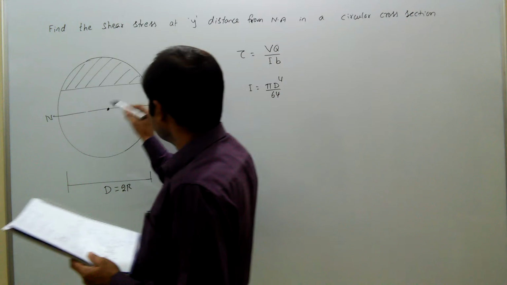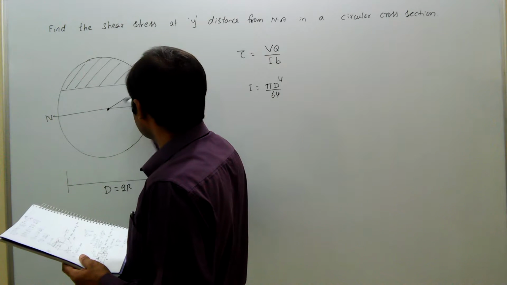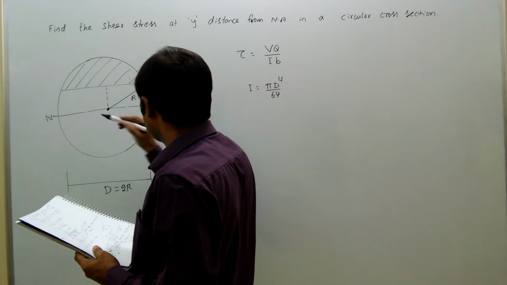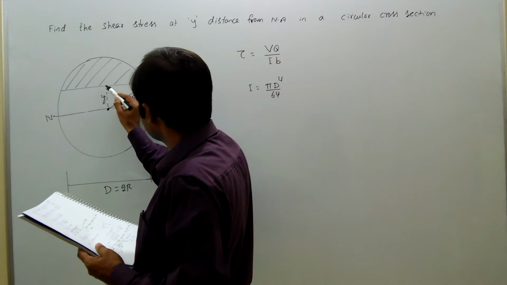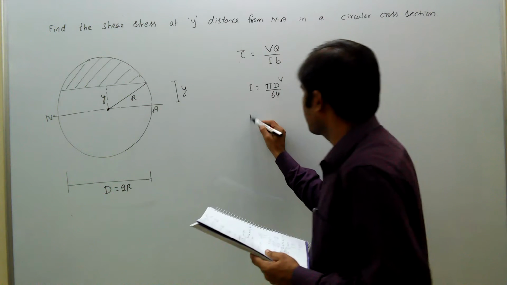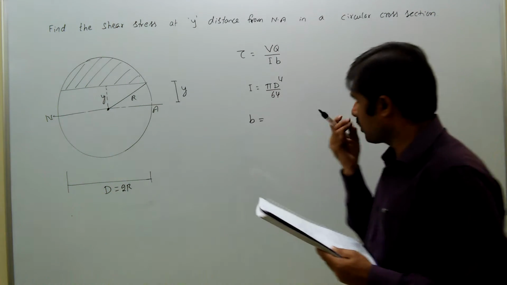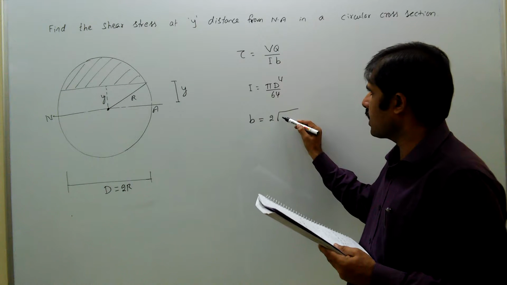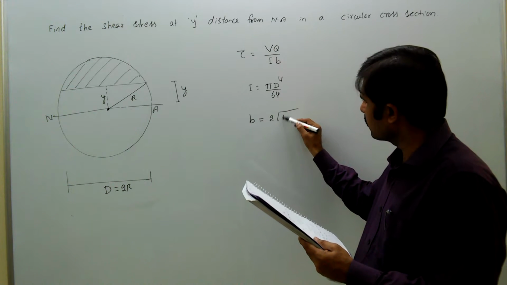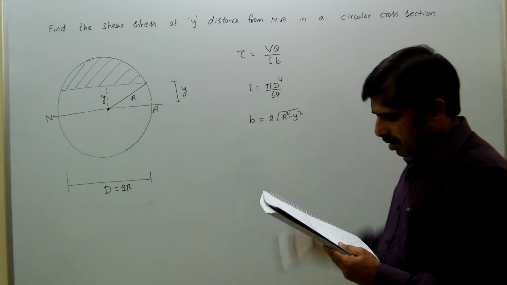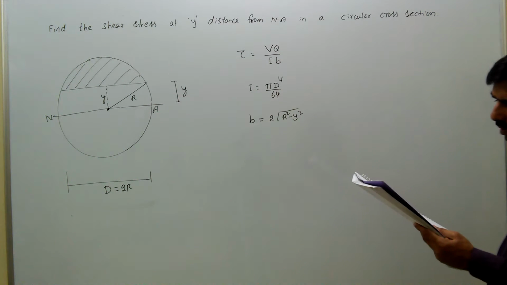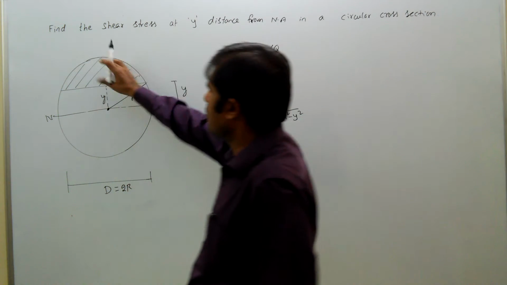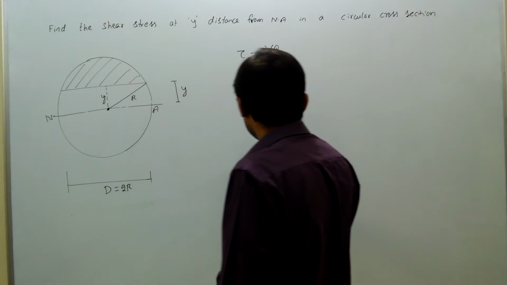So this width is actually, see, this is y, this is radius r. So this is y distance. So the width is b equal to 2 times root of r square minus y square. Now that is b. We need to find the moment of this hatched area, Q. Q we need to find.